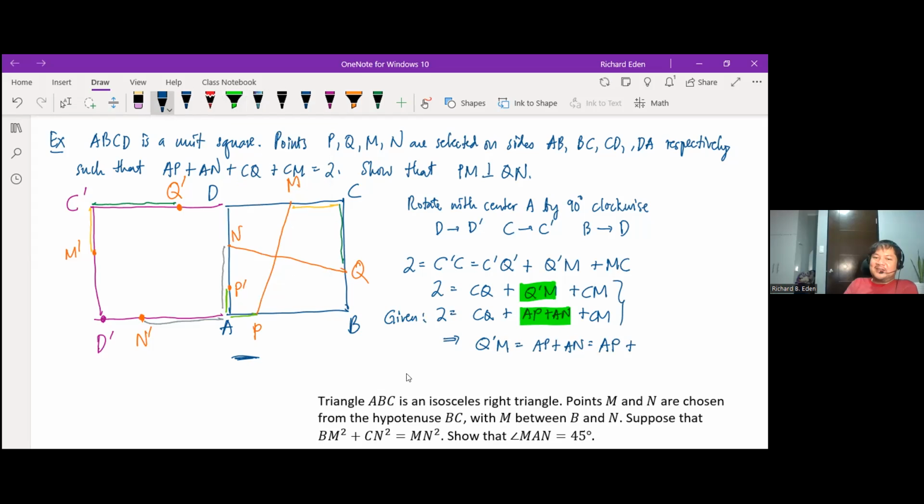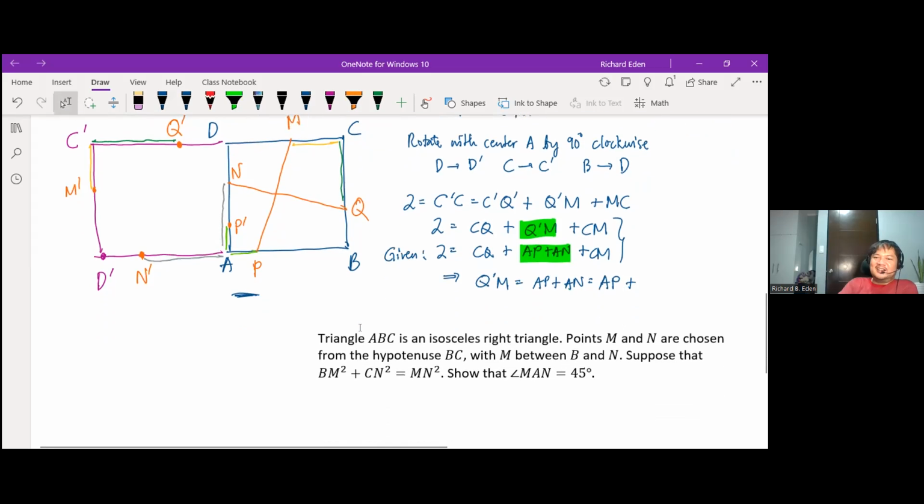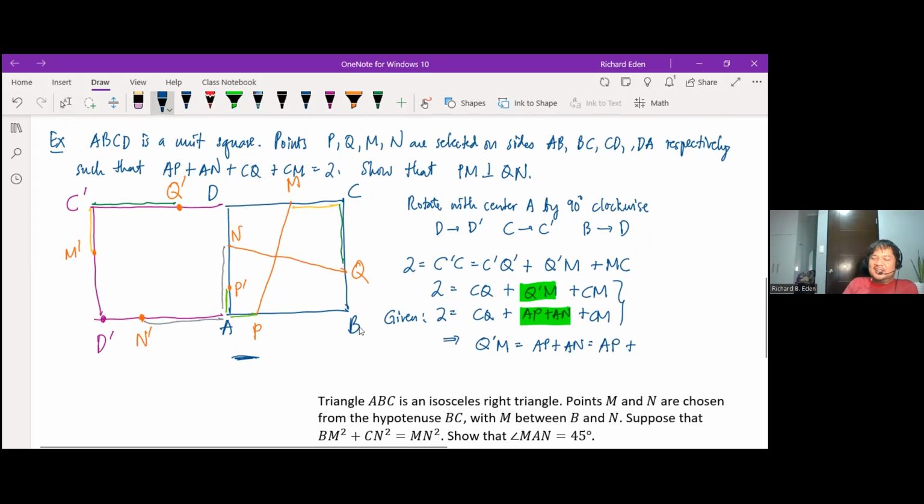All right, so yun ang lalabas. If they are the same and they are parallel, which means Q prime MP is not a coincidence. It's actually indeed a parallelogram. All right, susunod natin na. AP plus AN, but then AN is AN prime, so AP plus AN prime, that's N prime P.